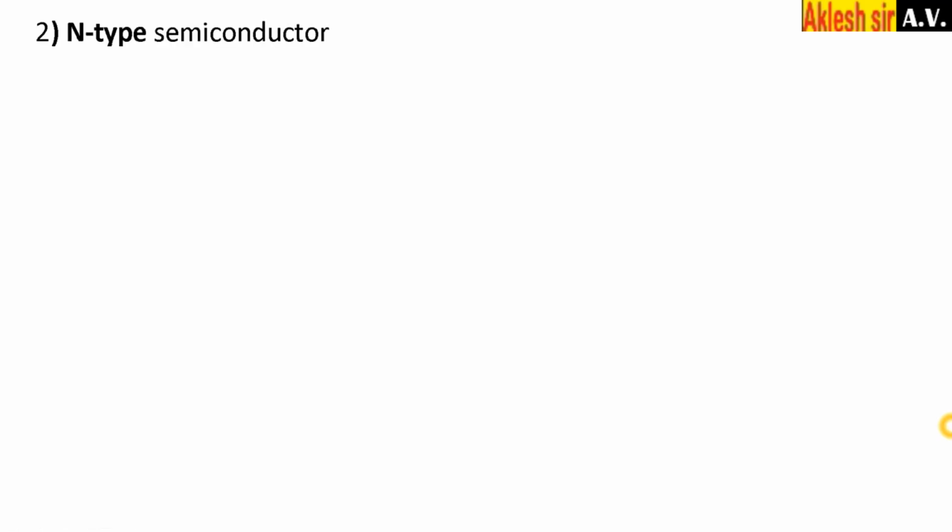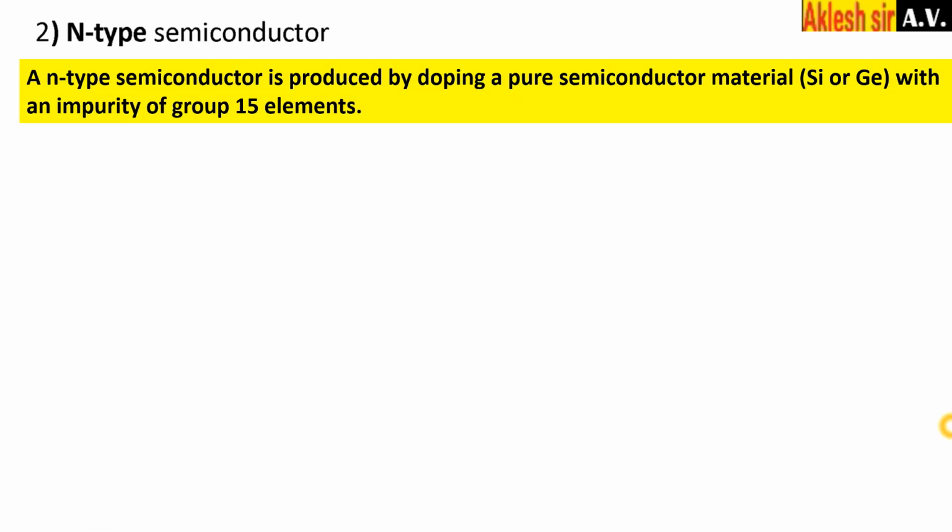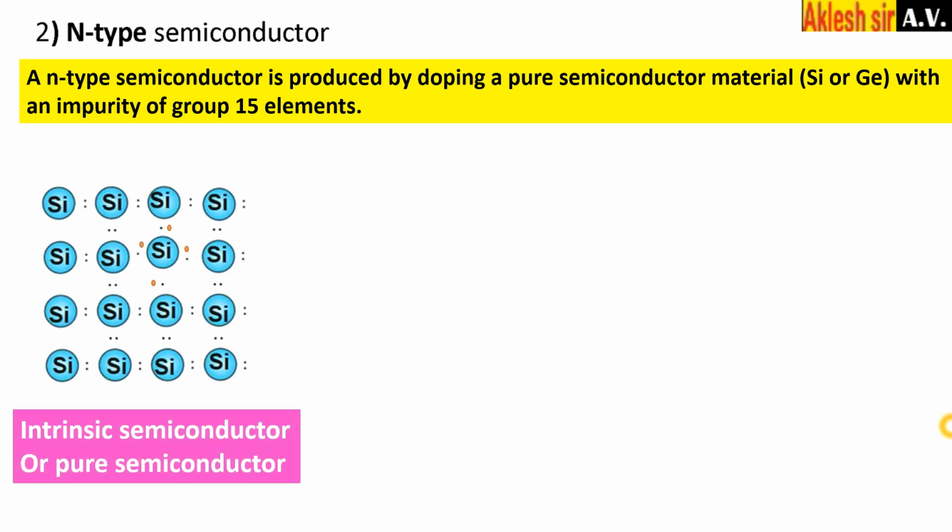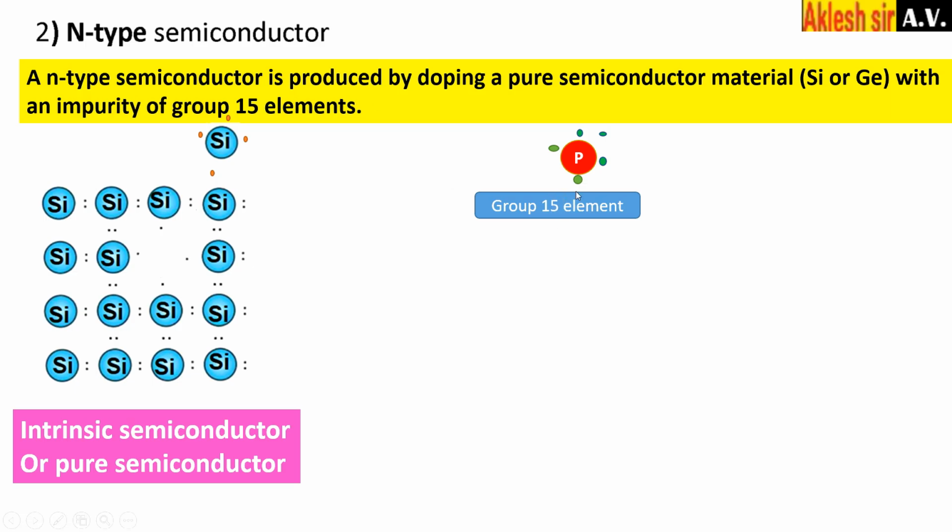Now the n-type semiconductor. An n-type semiconductor is produced by doping a pure semiconductor like silicon or germanium with the impurities of a group 15 element. So here this is an intrinsic, pure semiconductor. There is no dopant, no impurities added. Now what I will do is remove this silicon atom and add the impurity, that is phosphorus, which belongs to the group 15 elements. You can see here the last shell contains 5 electrons: 1, 2, 3, 4, 5.